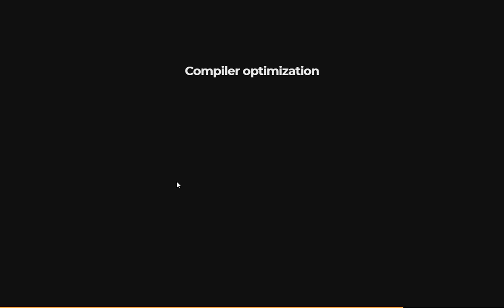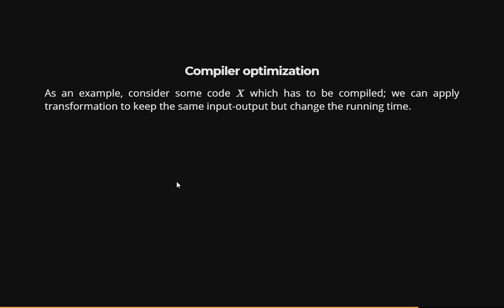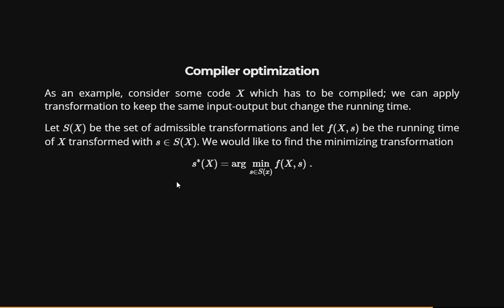An application of this, really nice, I think, is compiler optimization. So you have some code which has to be compiled, in some programming language. You can apply some transformations and keep on X the same input and the same output, so the code does the same thing, but you change the running time. So, for example, you unroll some loop, or you rewrite some array operation, stuff like that. You can improve or worsen the running time.